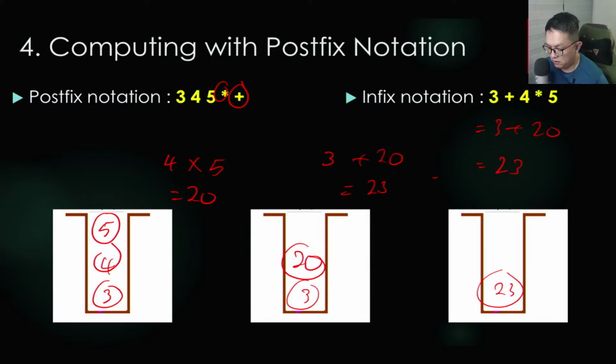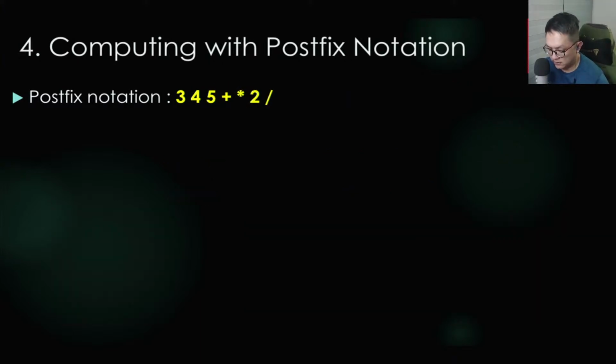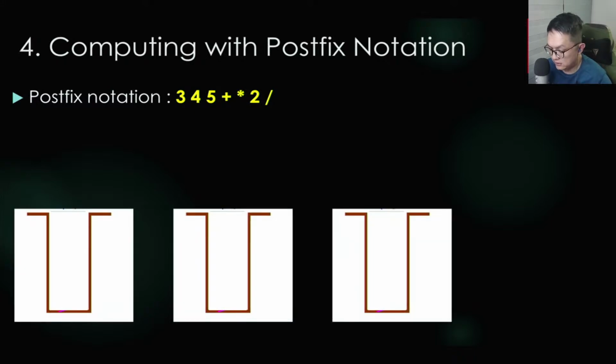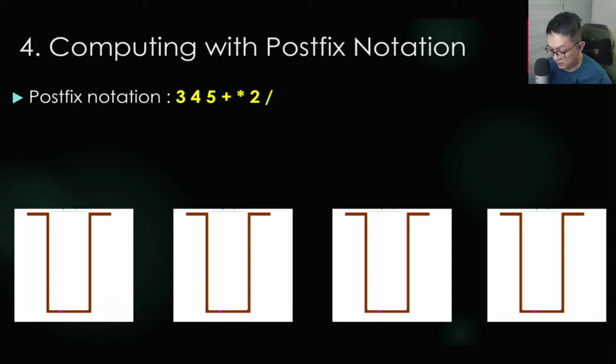Let's try one more example, I think. This one is a bit more complex. There are operators distributed throughout, but let's just do it in a very systematic way. Remember, we see operands, we just push them in. We see operators, we pop out the latest 2 items, and then we deal with them. Right now we have 3, 4, and 5, so we can just put them in.